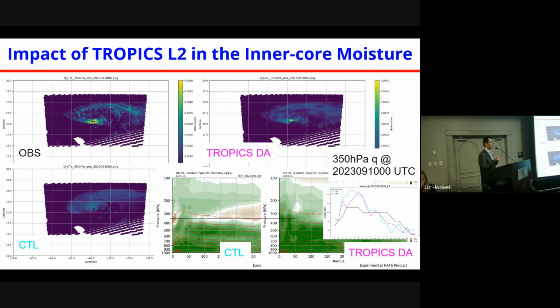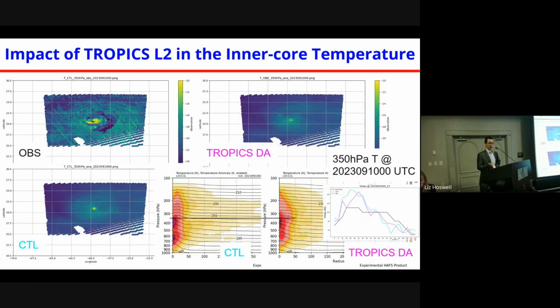And when we assimilate those tropics data observations, we clearly improve the inner core structures. Also, this dry core feature is gone, and consequently we have better intensity predictions. Next, please. A similar story happens in the temperature field.